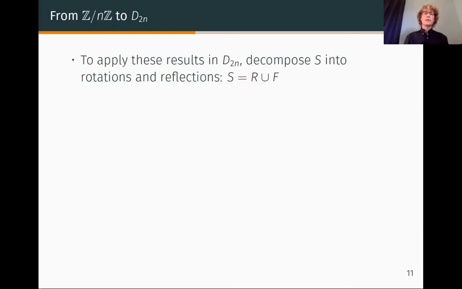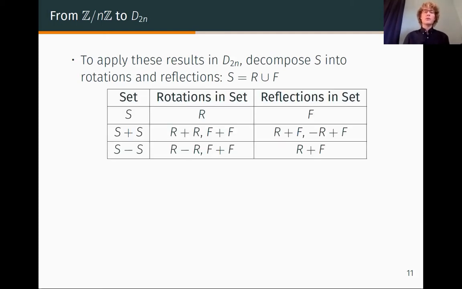So what we do is we decompose a subset S of the dihedral group into R and F, where R is the rotation elements and F are the reflection elements. When we do this, we can try to figure out what the rotations in the sum set are and what the reflections in the sum set are, and the same thing for the difference set.